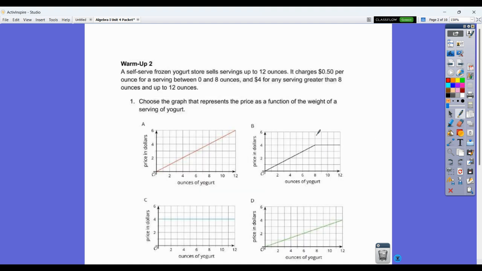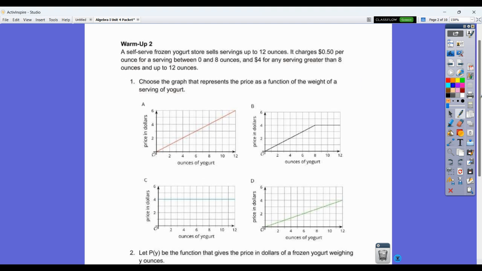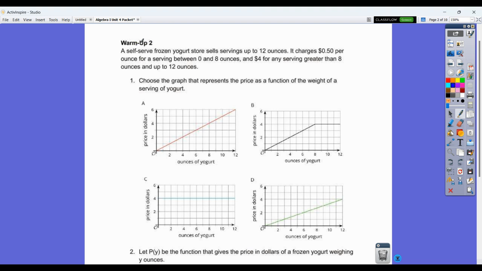If we flip the page and go to our warm-up number 2, again, whoever is controlling this video, if you can hit pause for a little bit, give everybody a chance to try this one out. Okay, so if we've tried this one out then, warm up 2 here, a self-serve frozen yogurt store sells servings up to 12 ounces. It charges 50 cents per ounce for a serving between 0 and 8 ounces.